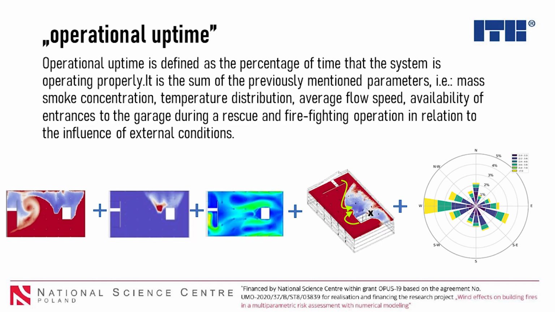So summarizing all these variables, we can define something like an operational uptime, which is defined as a percentage of how many days during 1 year the system is working properly, and it's a sum of all these 5 variables: the smoke concentration, the velocity, the temperature, the number of routes for fire brigades, and of course the external influence of the wind on the car park.